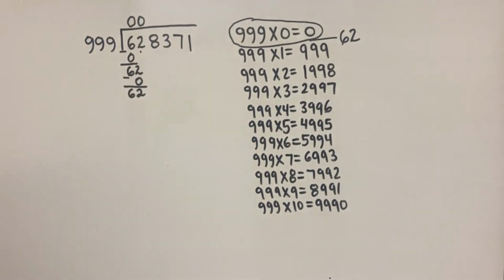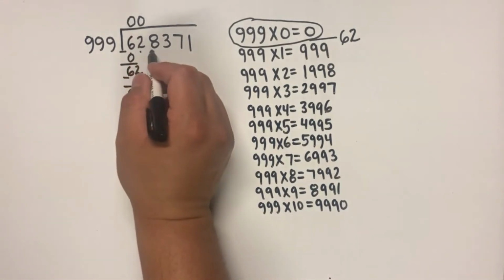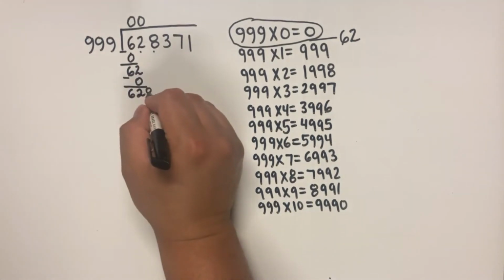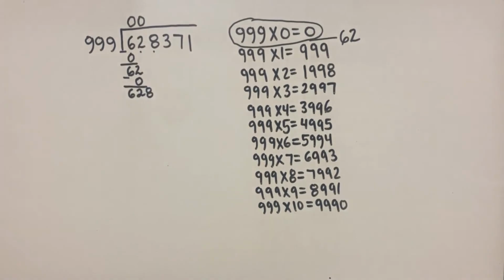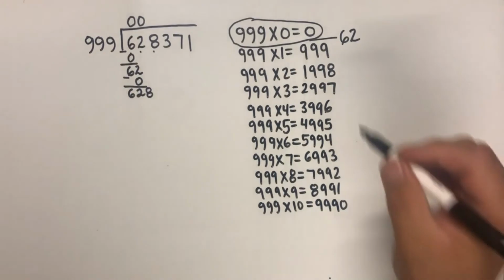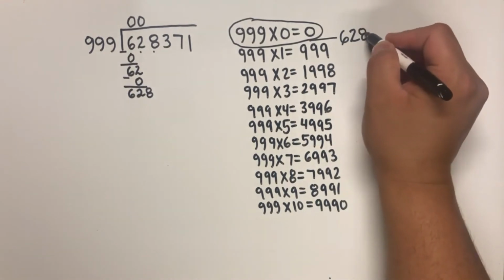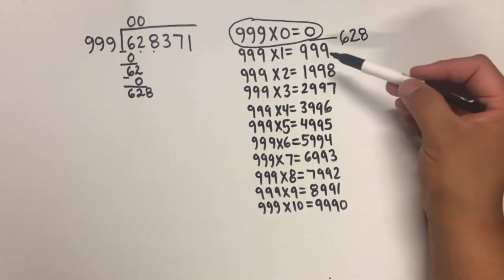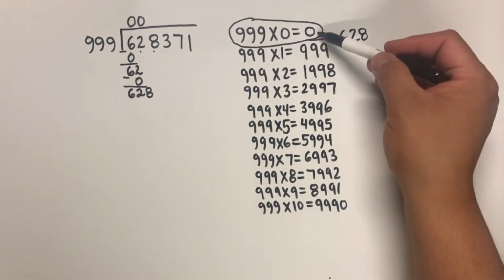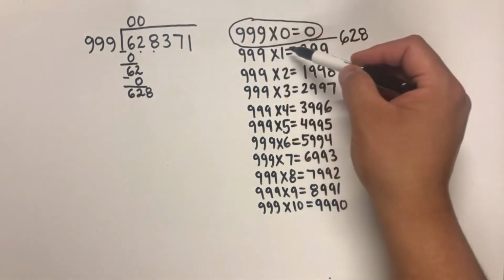Nothing changes. Okay. The next step to do is to look at the next number inside the division house, which is the number 8, and bring it down right here. So I now have the number 628. And I'm going to squeeze the number 628 in between two numbers in the multiplication table. Once again, I can see the number 628 is right here again. It's in between the 0 and the number 999. And between those two numbers, the smallest one is 0. So I circle the entire expression 999 times 0 equals 0.